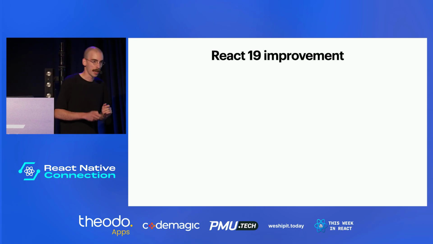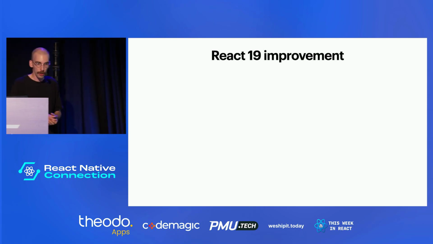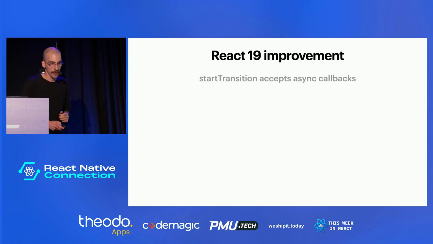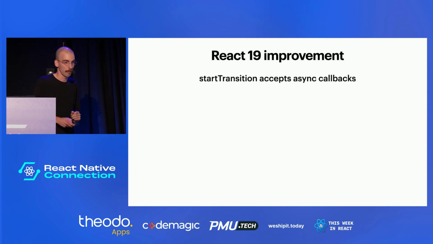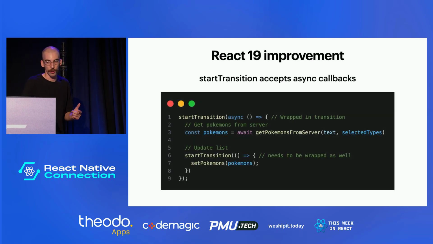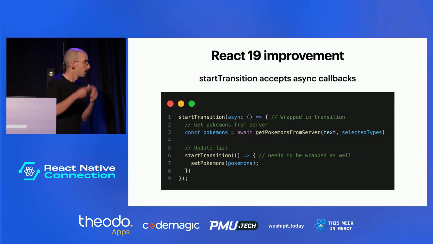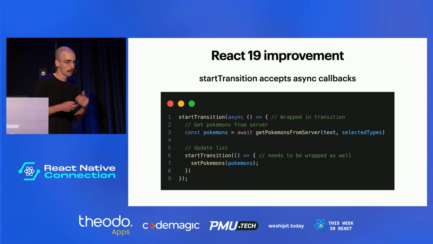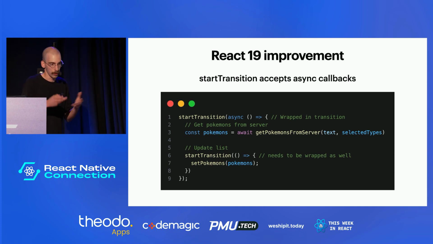So for those of you who would like to indulge in extreme sports and are already using React 19, you can know that now you can accept async callbacks inside start transition. So I think this is interesting if you want not only to use this is-pending boolean for your rendering, but also if you have some async API calls going on there.